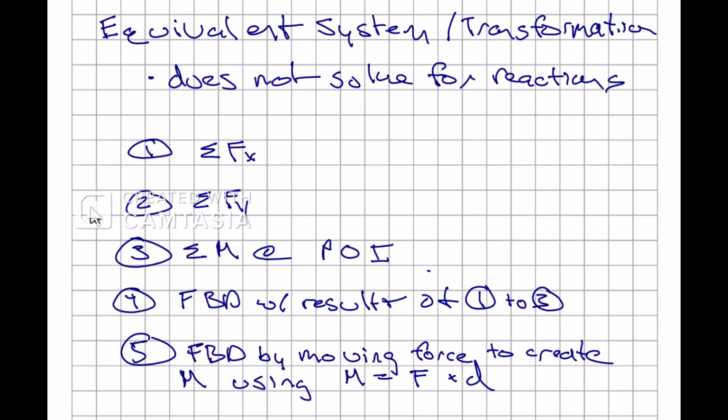The first three steps that we would do for any determination of an equivalent system is to do the summation of the forces in X, summation of forces in Y, and then the summation of moments at a point of interest. Okay, so those first three need to be done, and then we can create in step 4 a free body diagram with the results. We could stop at this point if all we want is an equivalent system that has forces and moments.